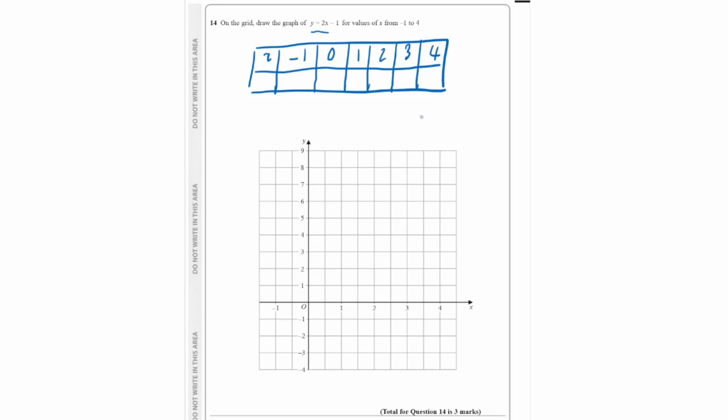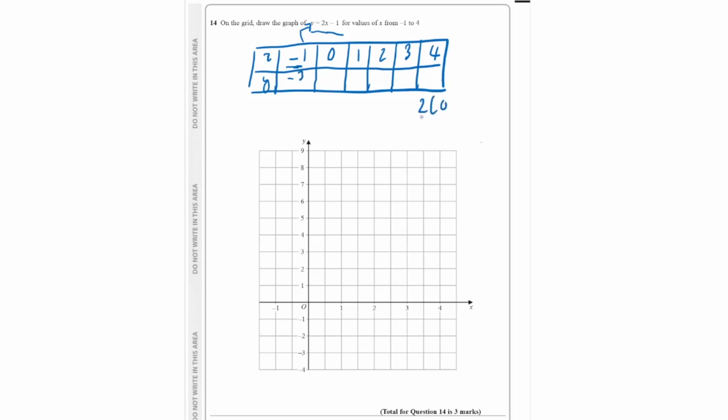Now, what this is saying is y is equal to 2x minus 1. We simply input the value of x into the equation, and we will get y. So let's see what we get. 2x minus 1. So 2 times negative 1 minus 1. Since this is our first value, we simply get negative 2 minus 1, which is negative 3. We can write here negative 3. Okay, let's move on to the next value.